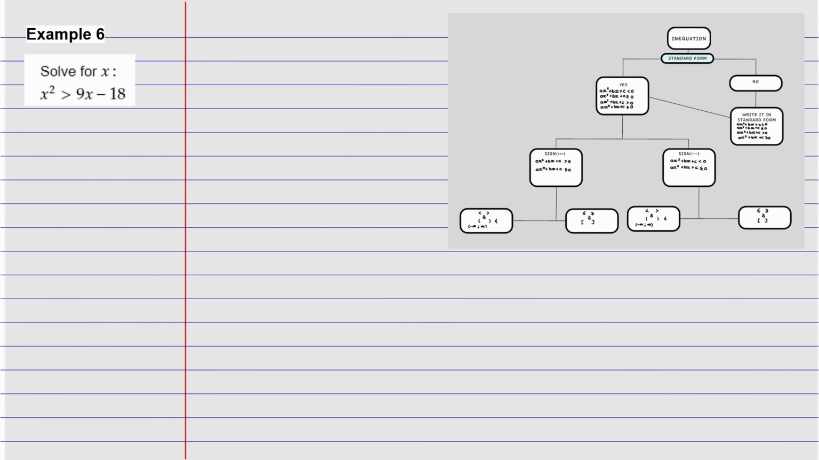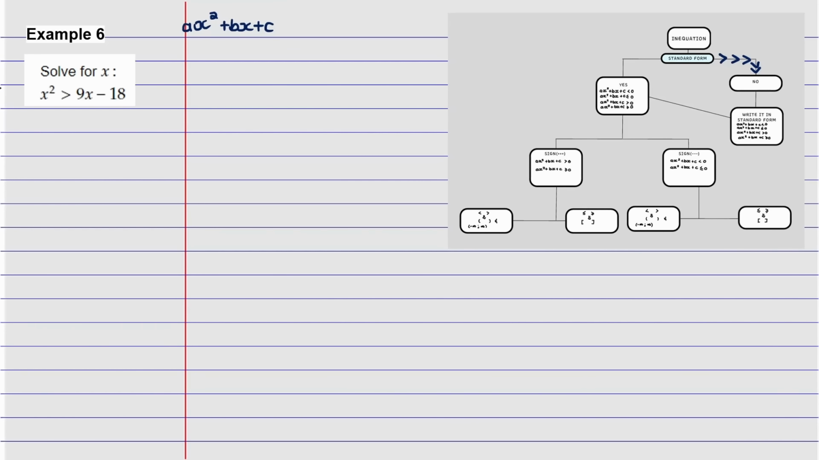So now we're going to do example 6. Again, we ask ourselves, is this in standard form? No, it's not in standard form. Remember that standard form needs to be ax squared plus bx plus c, then some inequality. So we know the fact that it's going to be no. So we're going to go down. We're going to say no.